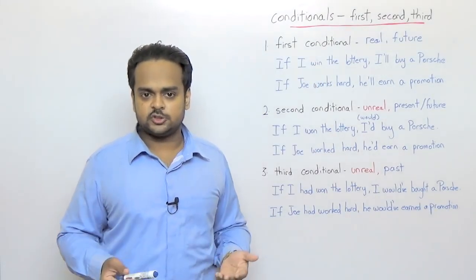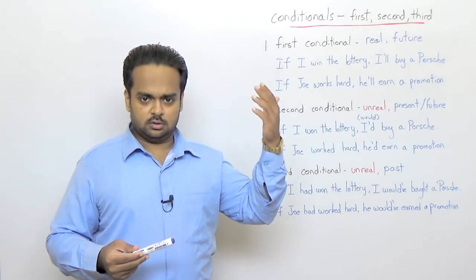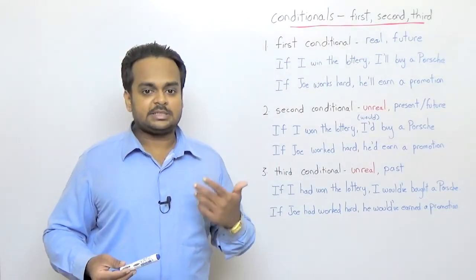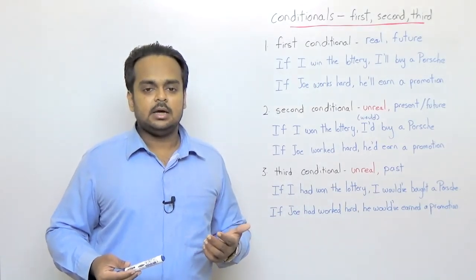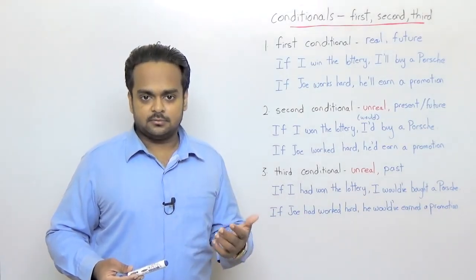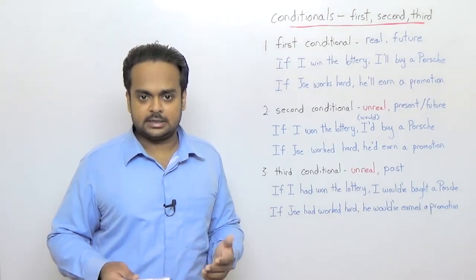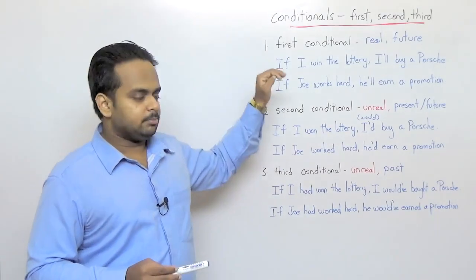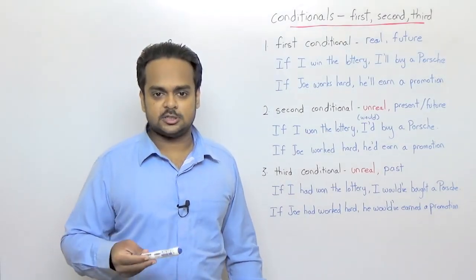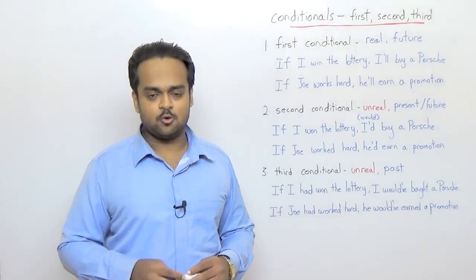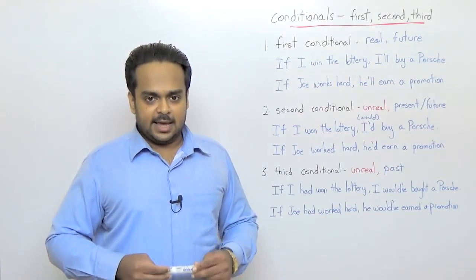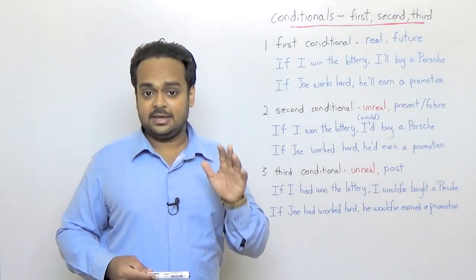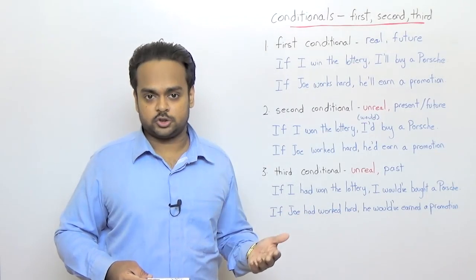What do we mean by real situations? Because the future is not real, only the present is real, right? But when we say real, what we mean is that there is a possibility for that situation to happen in the future. That is, it's possible. So for example, if I win the lottery, I'll buy a Porsche. A Porsche is a sports car, if you didn't know, and it's really cool. So what I'm saying is that it's possible for me to win the lottery. And if I win it, I will buy a Porsche.